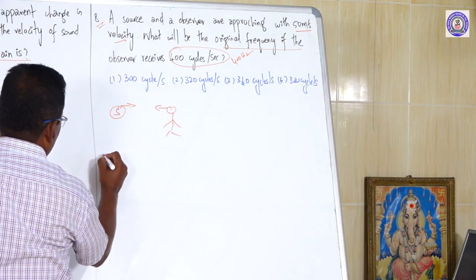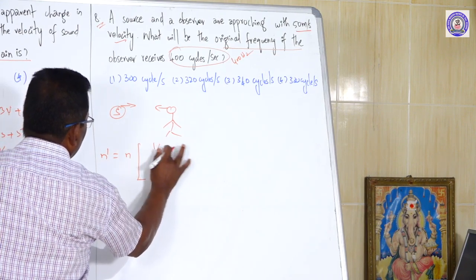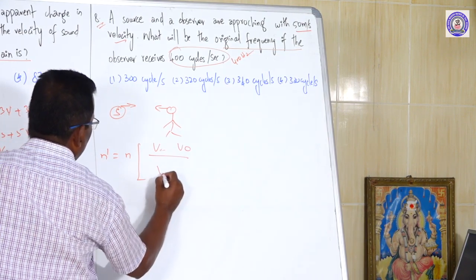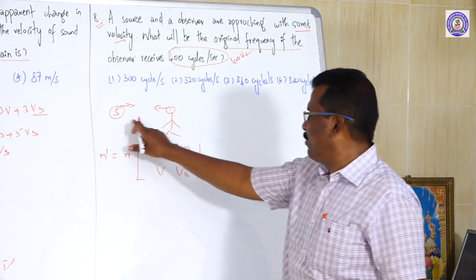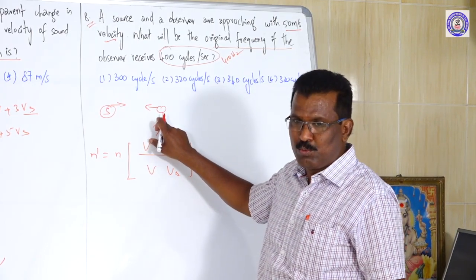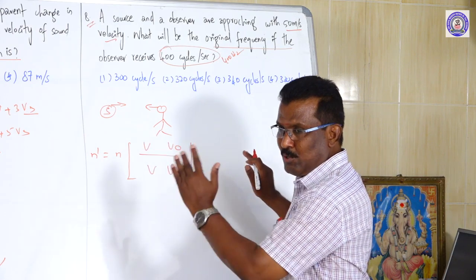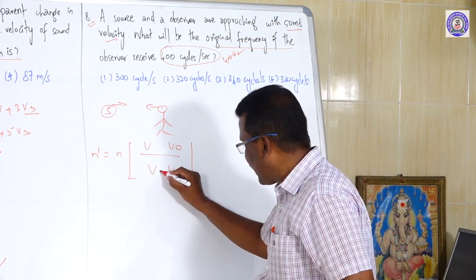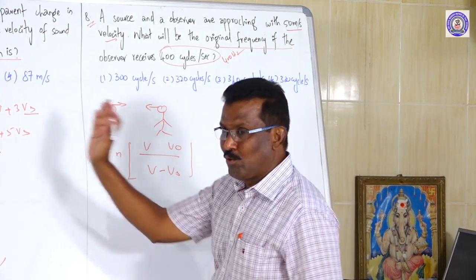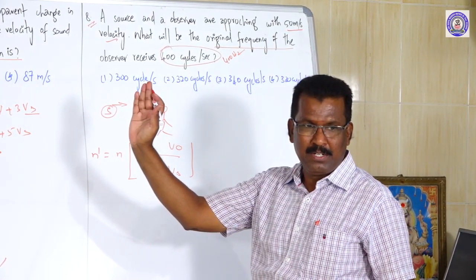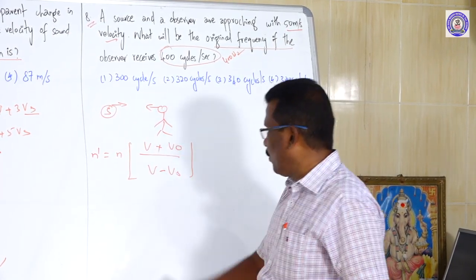In this situation, write the formula: n prime is equal to n v plus vo divided by v minus vs. Now use the sign convention. The source is moving towards the observer from left to right, so in the source place put minus. The observer is moving from right to left, and if it is moving right to left the sign convention is positive, so in the observer place put positive vo.